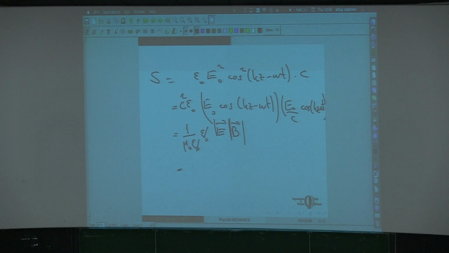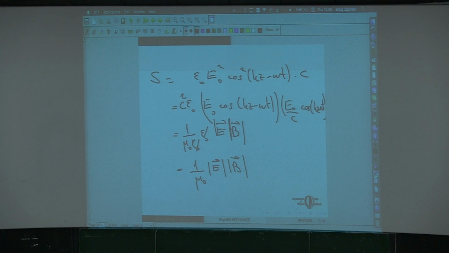Or I can also write this as 1 over mu 0 times E times B. So if in a region of space you have an electric field and a magnetic field, there will be some energy flow in that region. Now, we derived this result for a particular case, a plane wave, but this expression just turns out to be true at all times. At any time, we will take one more step to obtain a more general result.